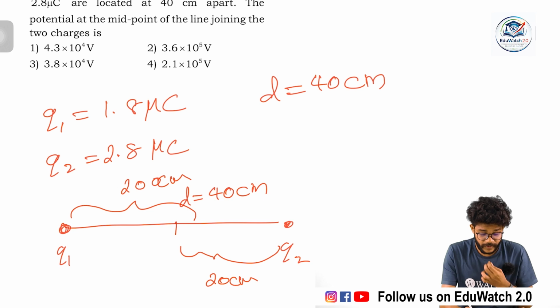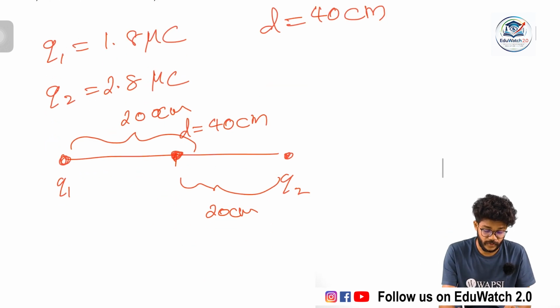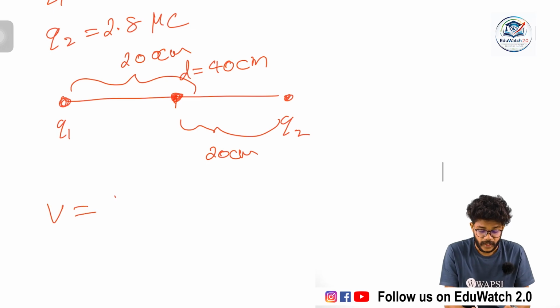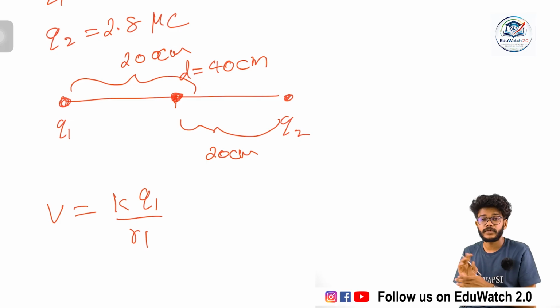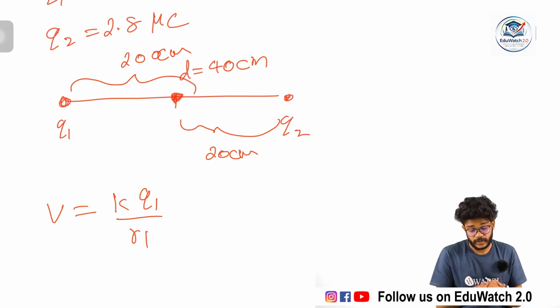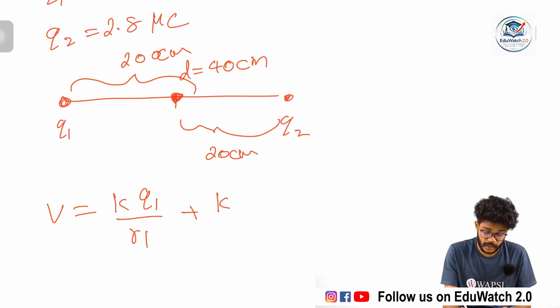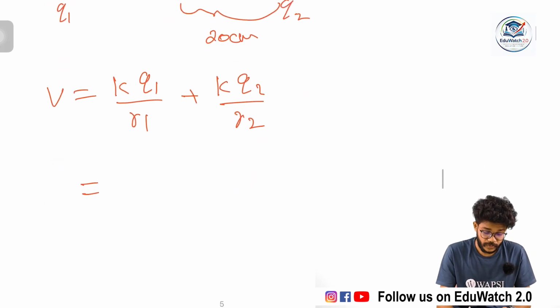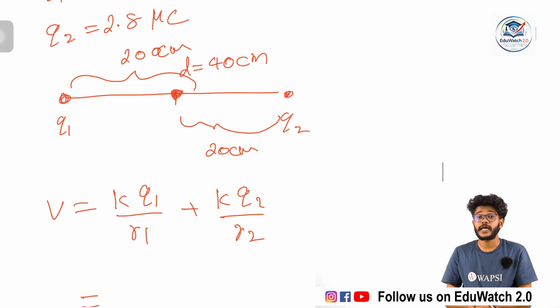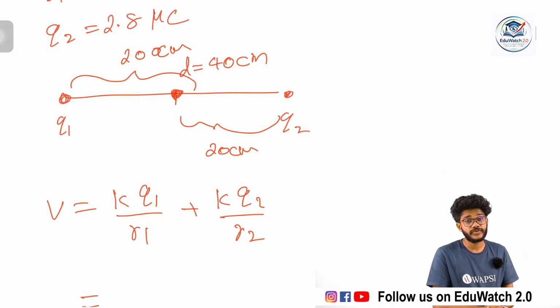Okay, so we want to calculate the potential at this point. What's the equation for potential? V is equal to k q1 by r1. Potential is nothing but q1 by r1. So for the first charge it is k q1 by r1, and for the second charge it is k q2 by r2. Okay, and what is k? k is 1 by 4 pi epsilon 0.